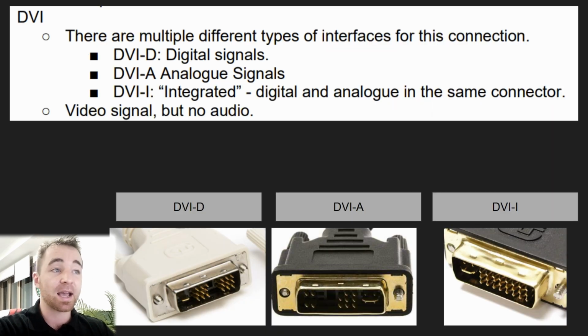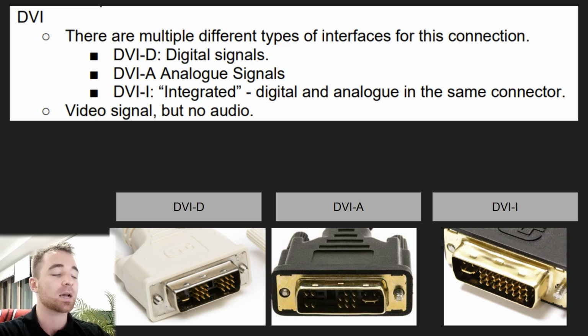Finally, DVI. There are multiple different types. Of course, there's always so many different types of things, and we need to know all of them. There are multiple different types of interfaces for this connection. You have three. DVI-D is digital signals, DVI-A is analog signals, and DVI-I is integrated, which means digital and analog in the same connector. It provides a video signal but no audio. In general, think of this as video signal but no audio.